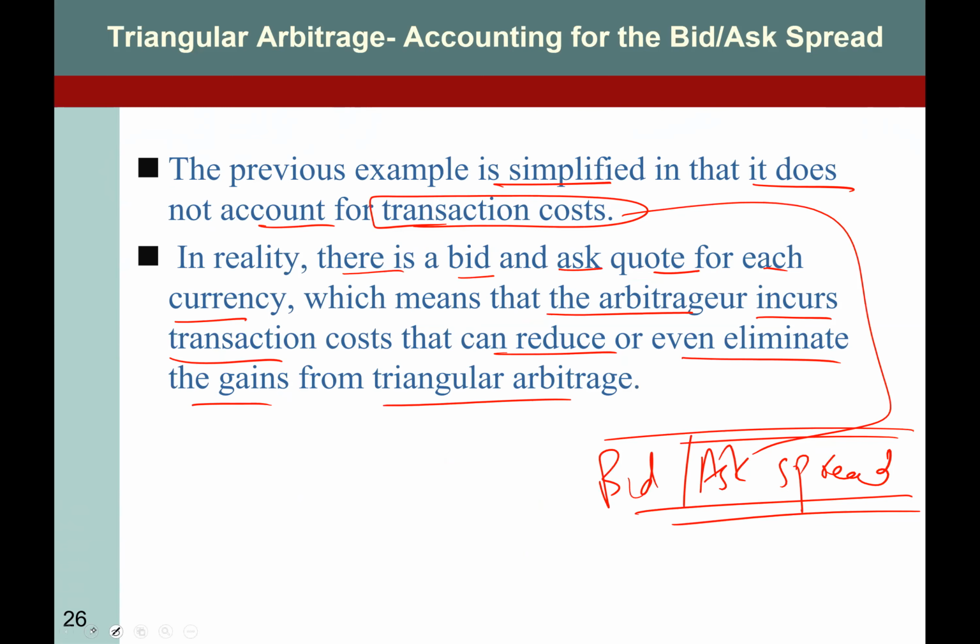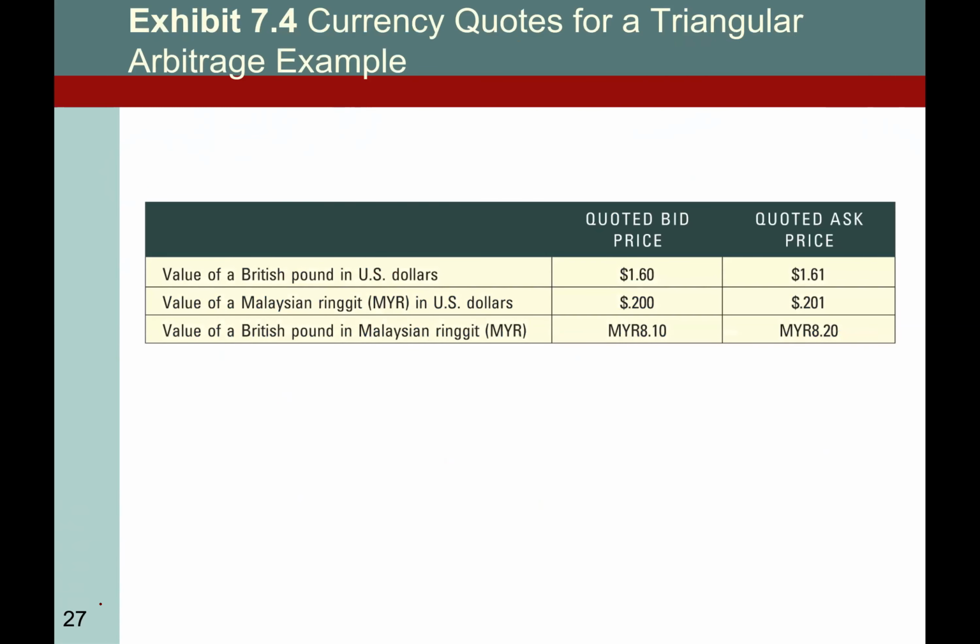So now let's talk about this in terms of bid-ask, right? Now it is more challenging, but it's really fun to do that. So we have the bid price of, this is the value of pound in terms of dollar, bid and ask. This is the value of Malaysian ringgit in terms of US dollar, bid and ask. And this is the value of pound in terms of Malaysian ringgit. So you need to highlight those figures, and you need to be very clear on these kind of stuff.